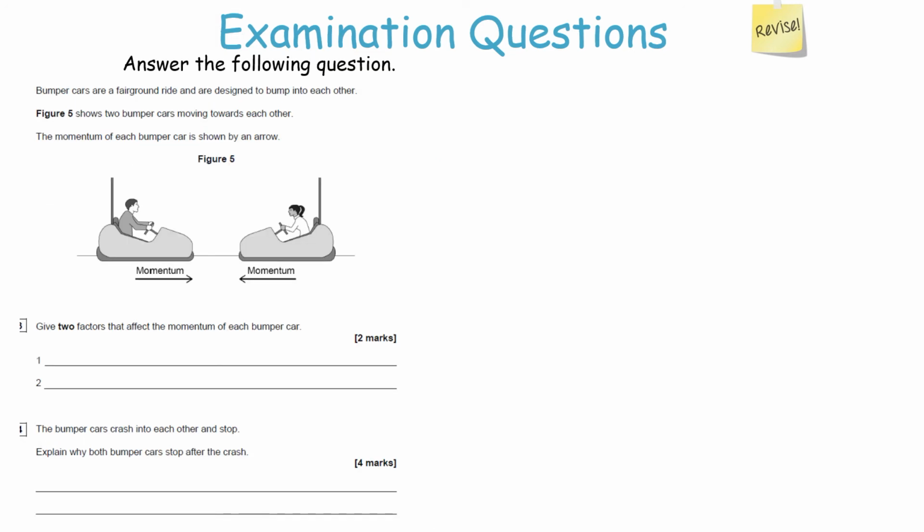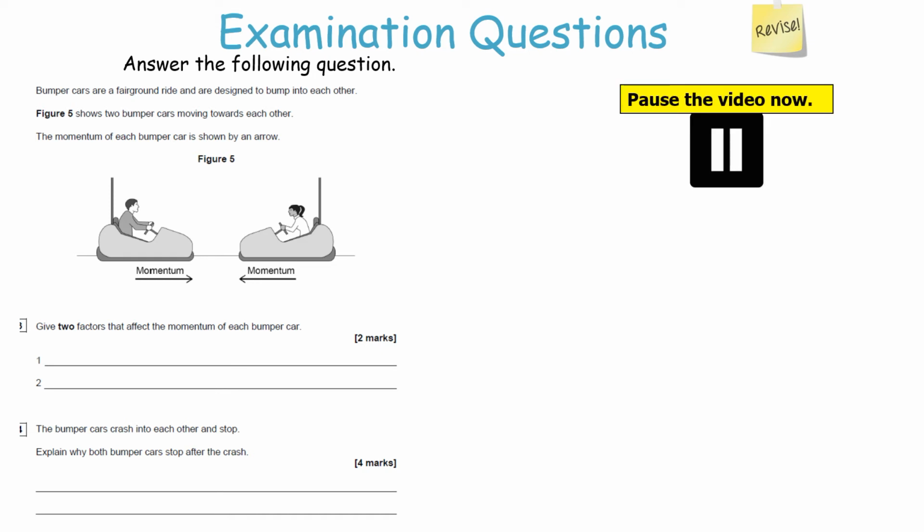Next question. Bumper cars are a fairground ride and are designed to bump into each other. Figure 5 shows two bumper cars moving towards each other. The momentum of each bumper car is shown by an arrow. Give two factors that affect the momentum of each bumper car. Then the bumper cars crash into each other and stop. Explain why both cars stop after the crash. So pause the video now, then unpause the video when you want to go through the answers.